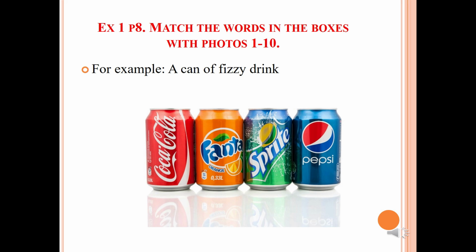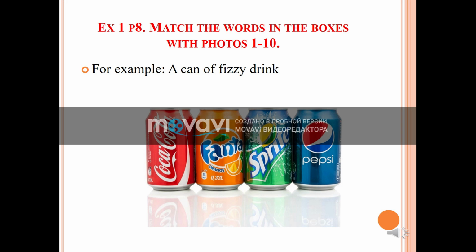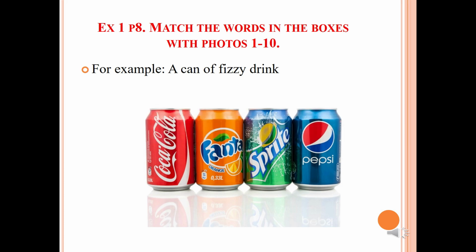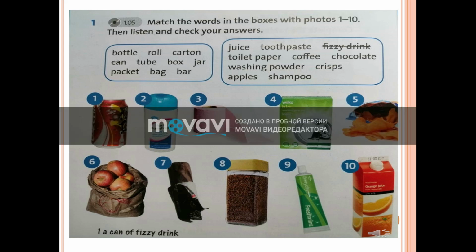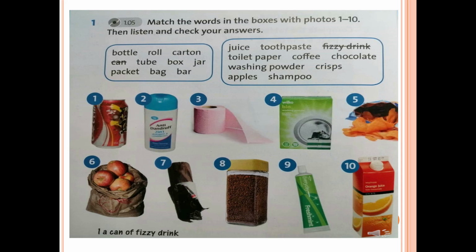And now, open your books at page 8, exercise number 1. Let's practice. Match the words in the boxes with the photos 1 to 10. For example, a can of fizzy drink. Unit 1. Vocabulary and Language Focus. Exercise 1. 1. A can of fizzy drink. 2. A bottle of shampoo. 3. A roll of toilet paper. 4. A box of washing powder.